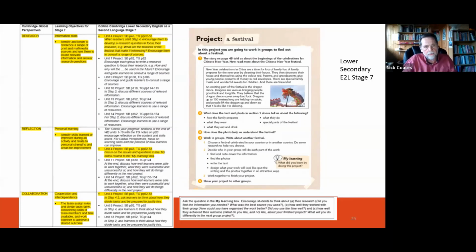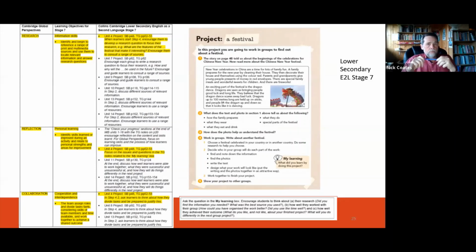So there's guidelines to encourage students to reflect in particular ways which link in with the learning objectives of personal learning, which is identify skills learned or improved during an activity and relate to personal strengths and areas for improvement.